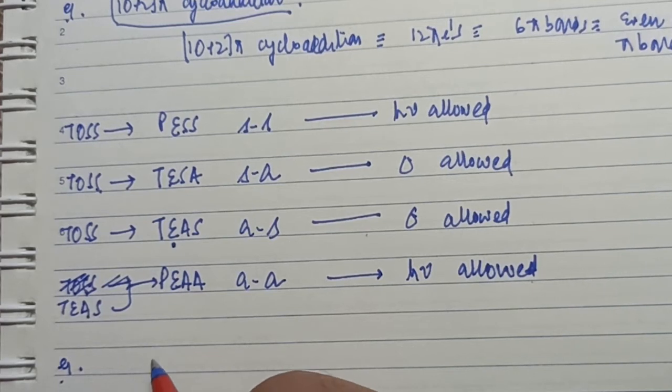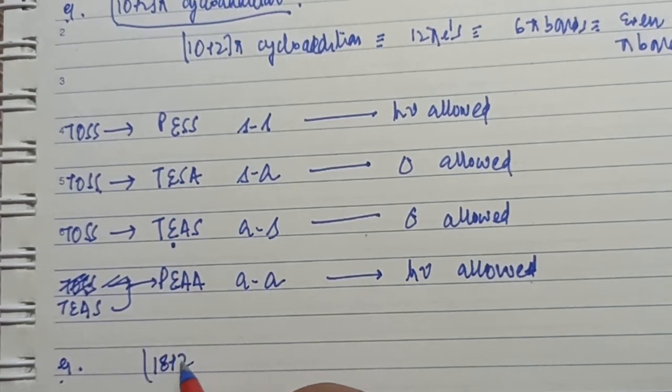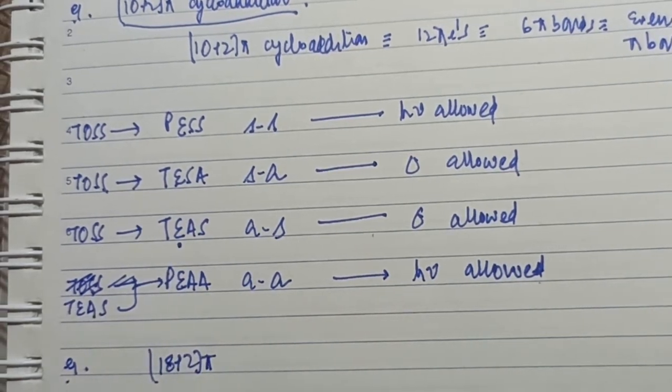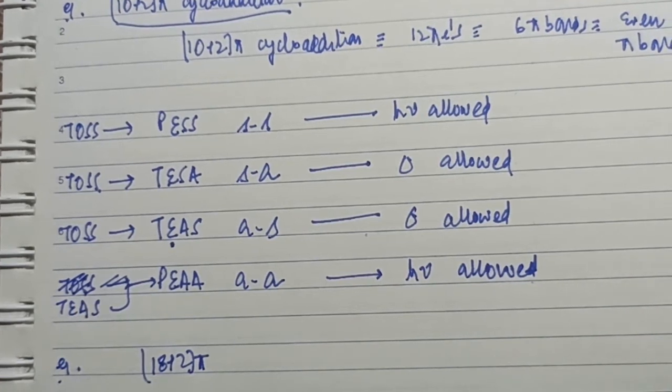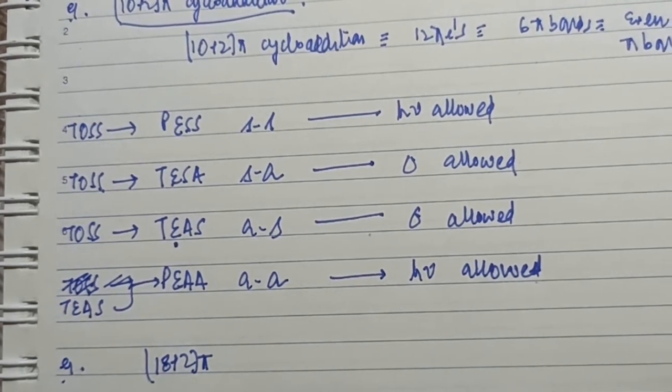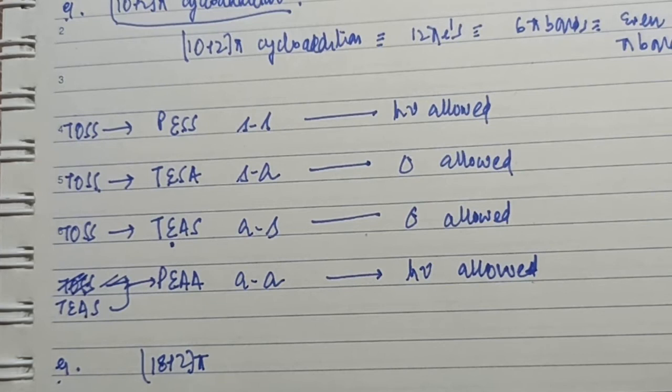Let's say a hypothetical 18 plus 2 pi cycloaddition reaction. Let's not write anything, let's work this out. 18 plus 2 pi electron system. That means a total of 20 pi electron system. That means 10 pi bonds. 10 pi bonds are an even number of pi bonds. So if it is an even number of pi bonds, the formula which I apply is TOS. It cannot be O here. It has to be E. So the formula has to change.